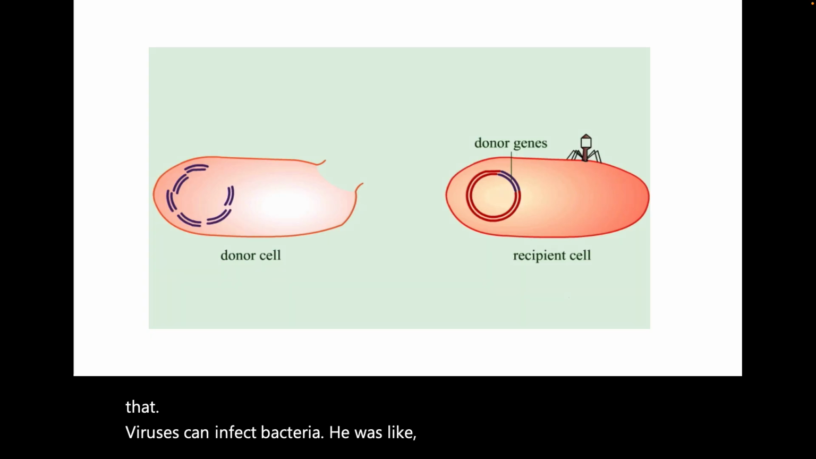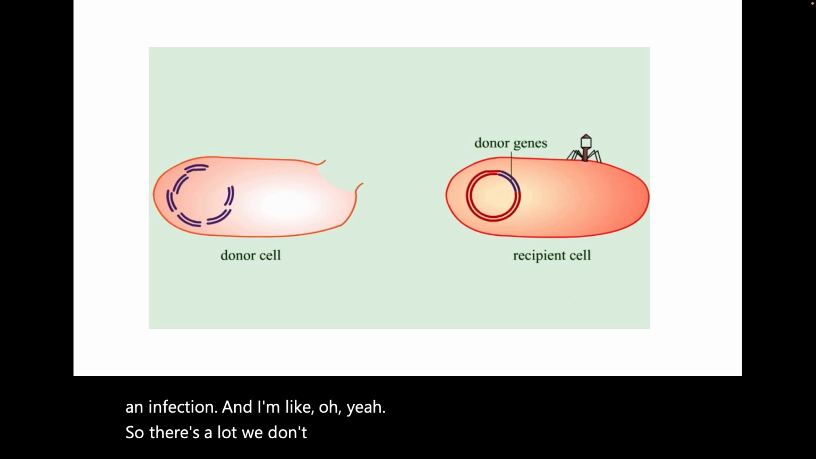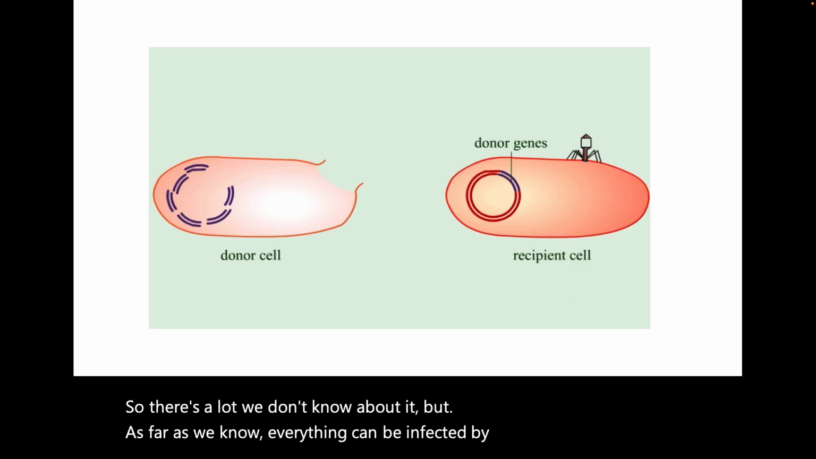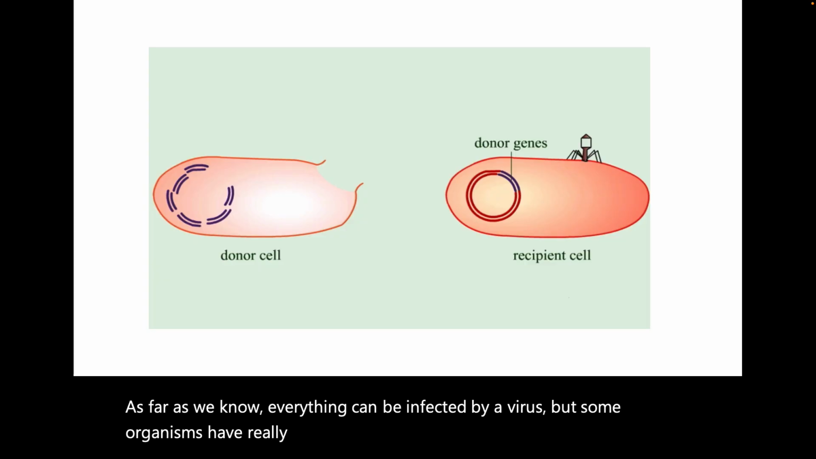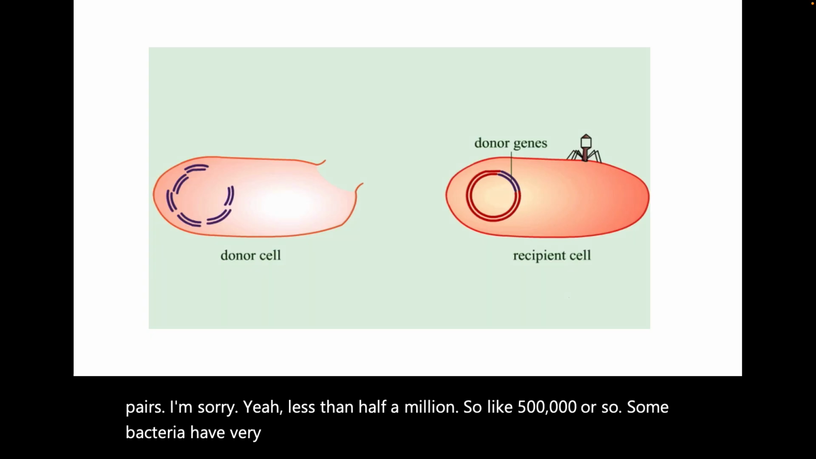He's like, wait, bacteria can get an infection? And I'm like, oh yeah. So there's a lot we don't know about it, but as far as we know, everything can be infected by a virus. But some organisms have really small genomes, like less than 500,000 base pairs, so 500,000 or so. Some bacteria have very large genomes, 10 million or more.